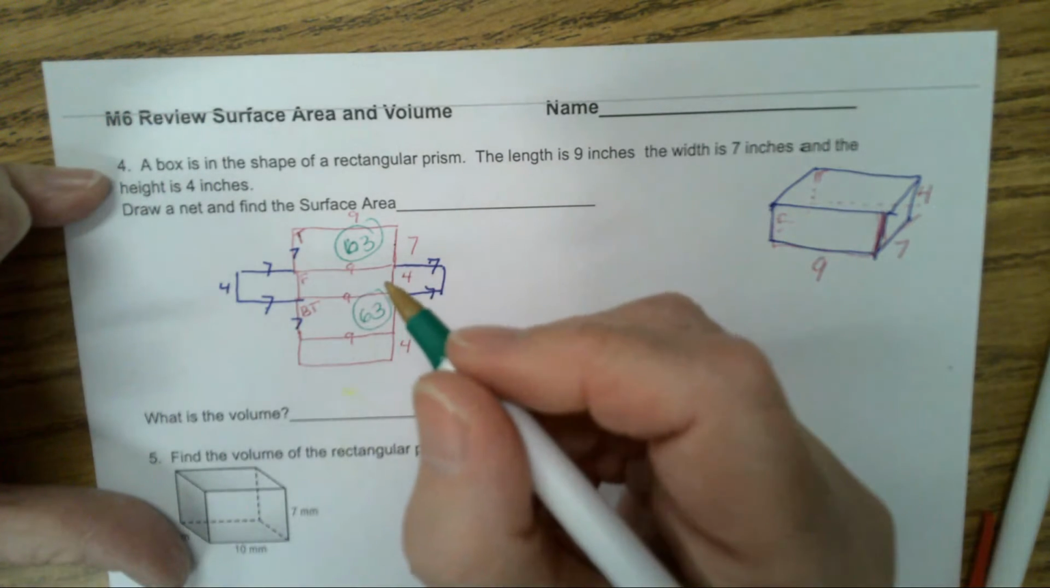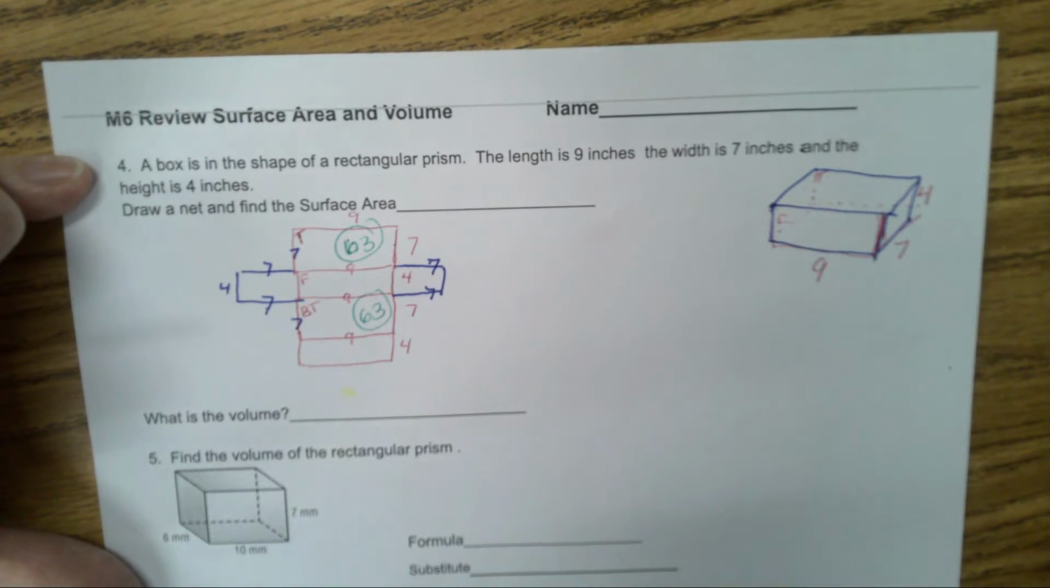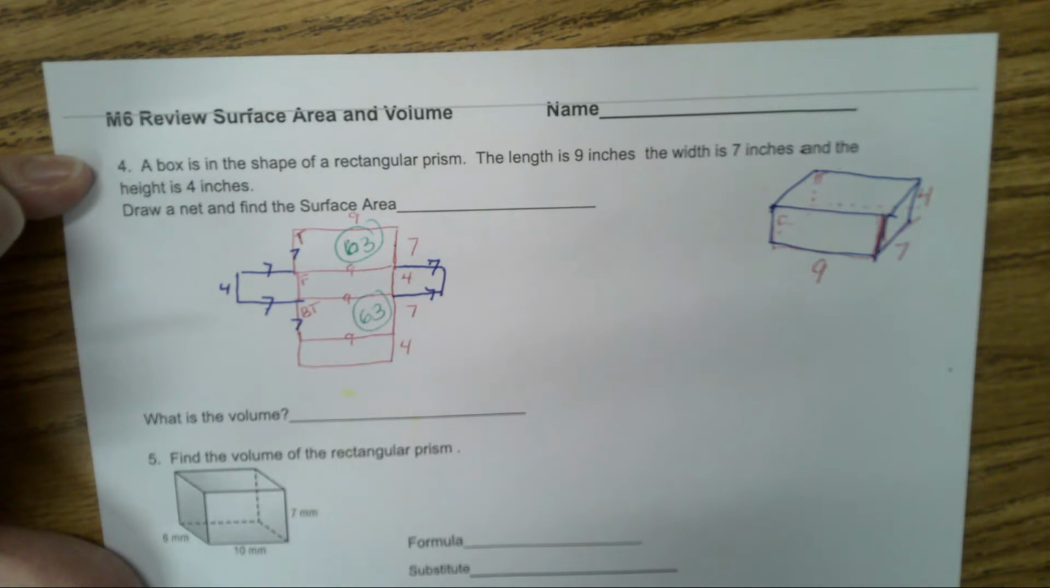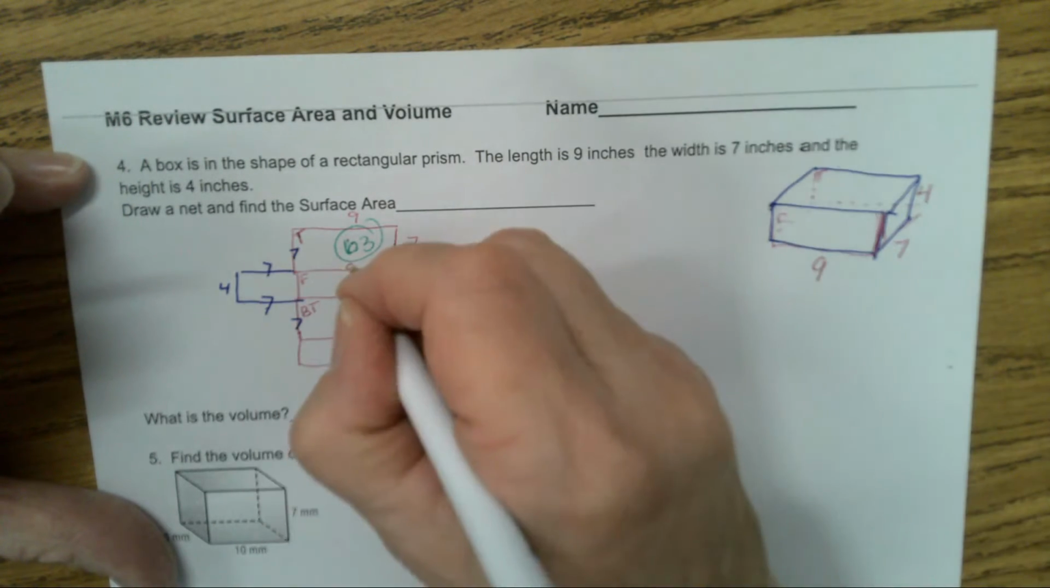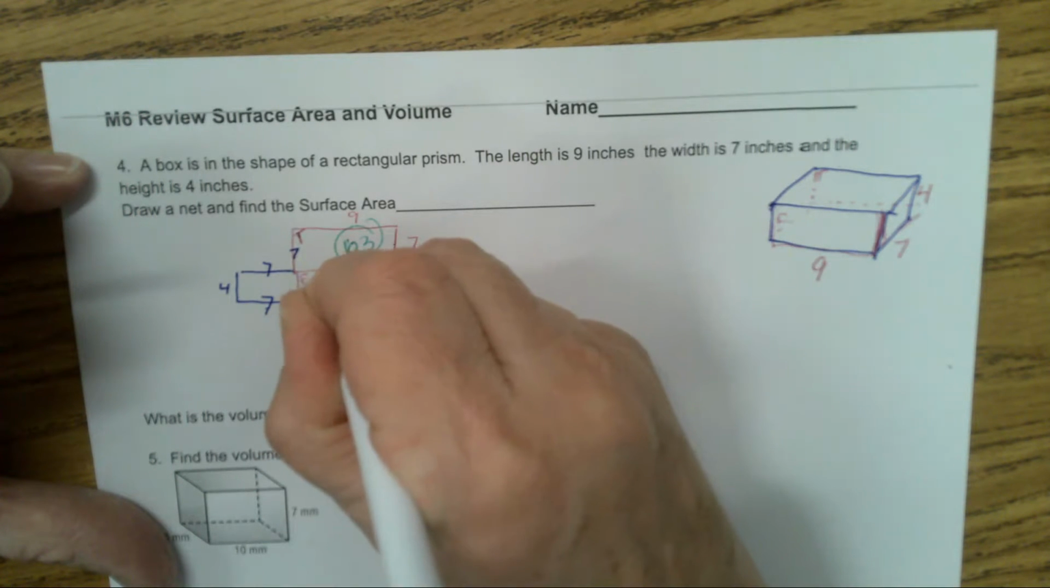Carter, I don't see your net. In fact, are you working on this paper? Carter, where's your net? Oh, I was looking at the other one. Okay, sorry. And then this one is 9 times 4 is 36.